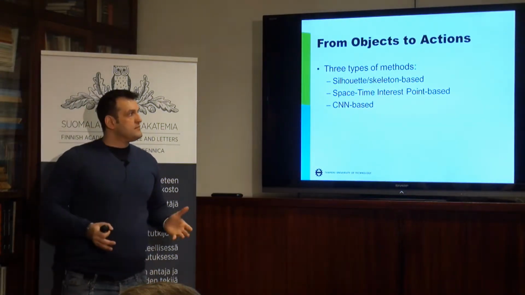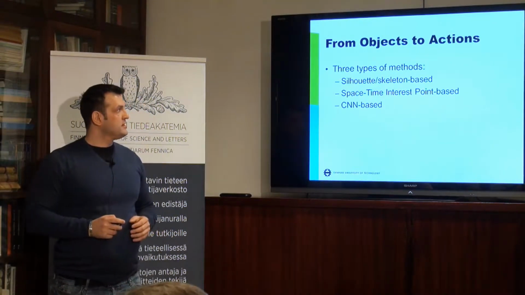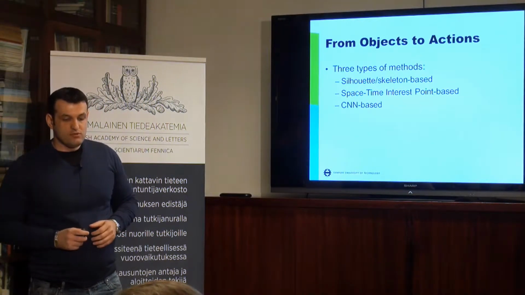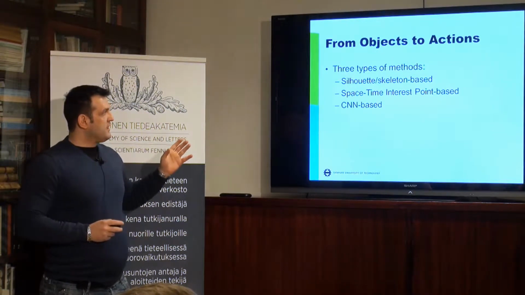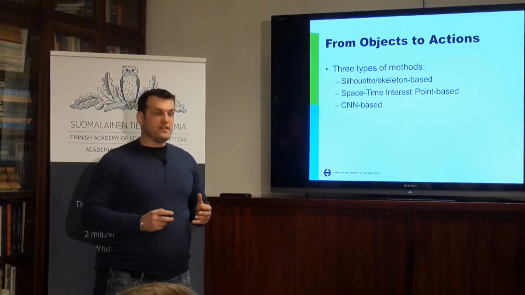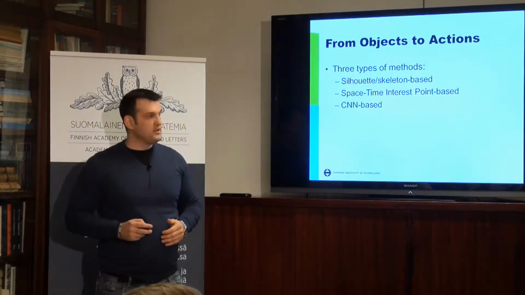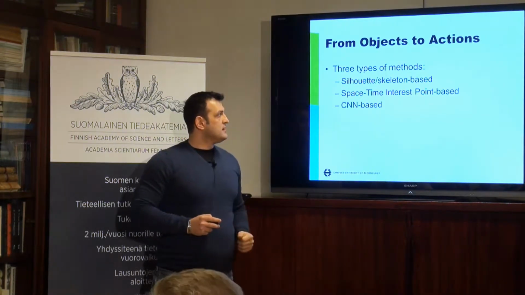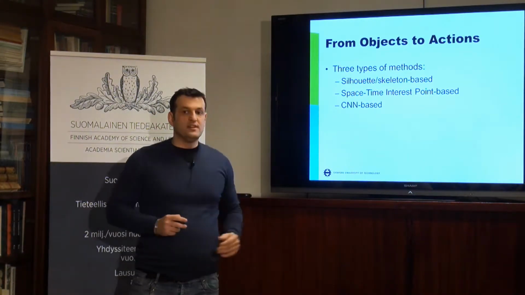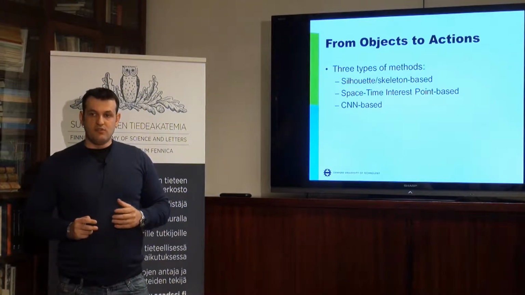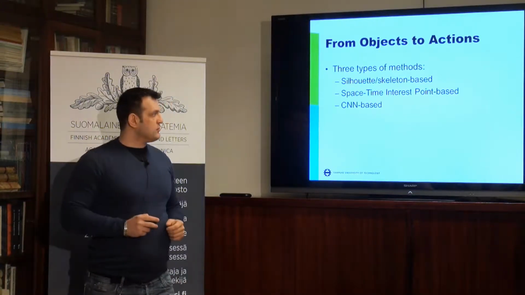So this was what I wanted to present to you for object detection and image classification. And now let's go to how we can teach machines to recognize actions. There are three types of methods. The first and the simplest one is based on human body silhouettes or the skeleton of the human body. The second type of methods is based on space-time interest points. And the last one employs neural networks in order to combine all the processing steps into one network.